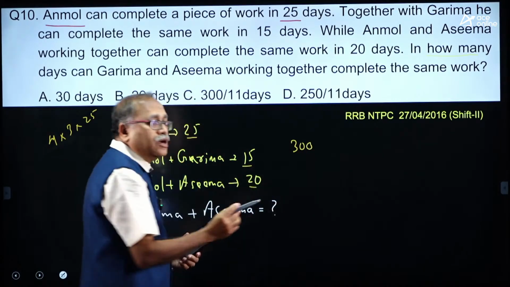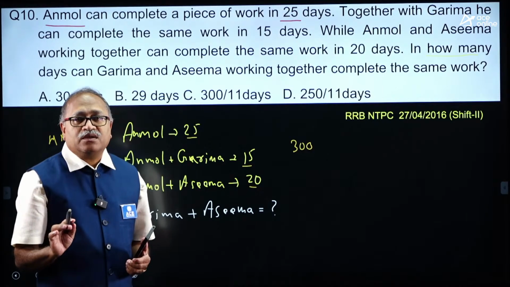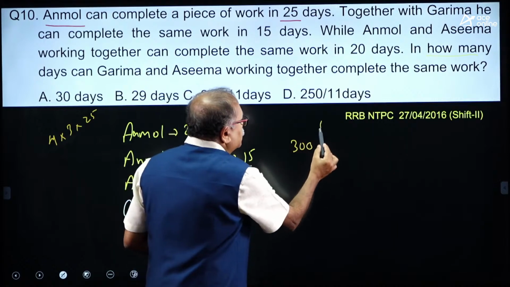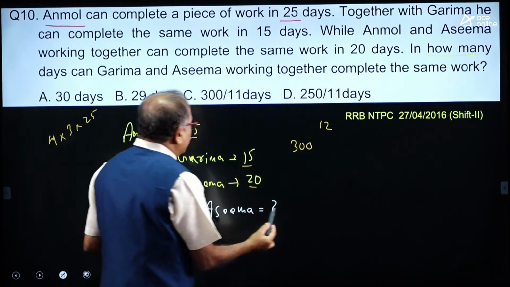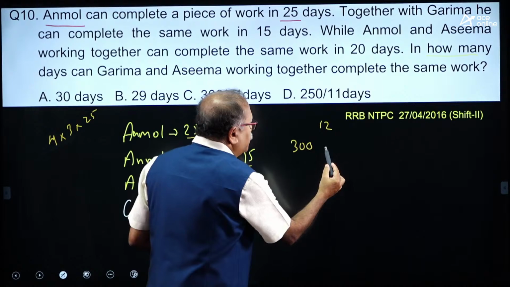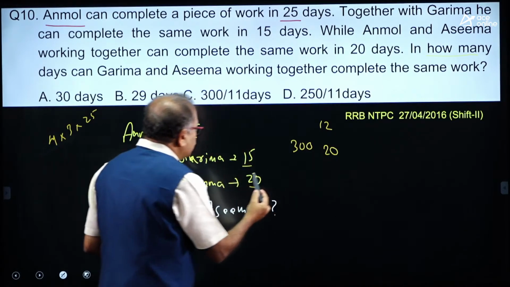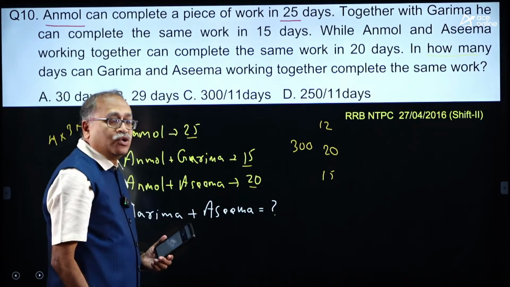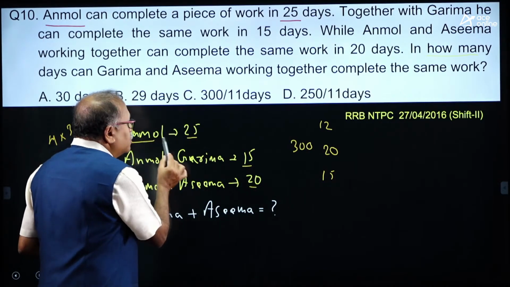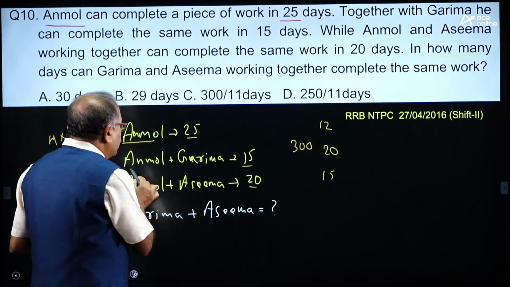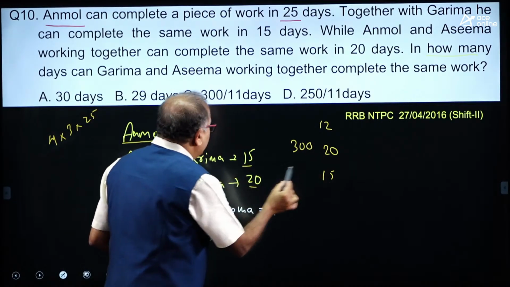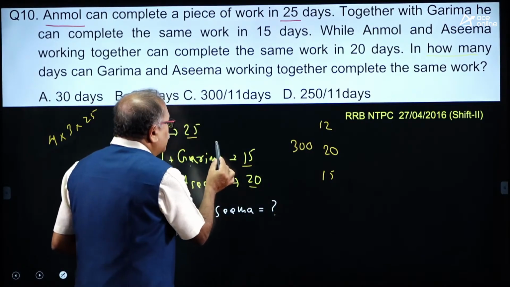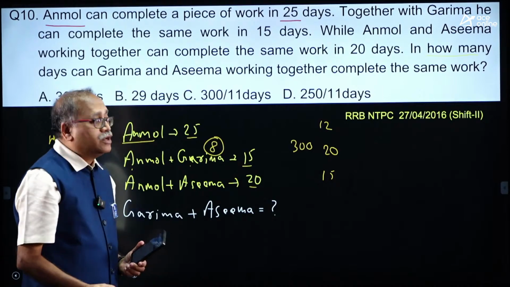This is 300, and in this particular question I have to go with the very conventional method. So, 300 divided by 25, how many times? 4, 3, 12. And 300 divided by 15 comes to 20, and 300 divided by 20 comes to 15. Now, I know Anmol is 12 units, Anmol plus Garima is 20 units, that means Garima alone in how many units? 20 minus 12, that is Garima alone 8 units.